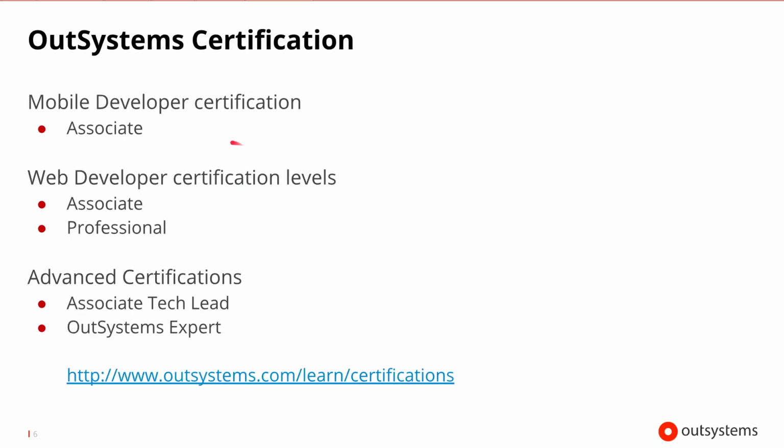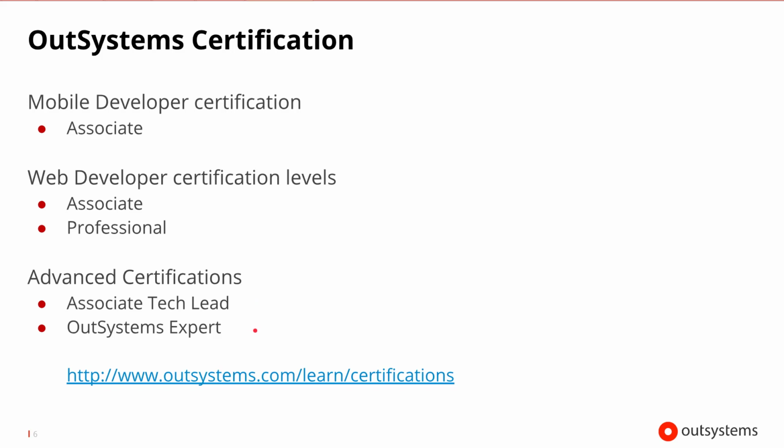Now, from an OutSystems perspective, we do have this Associate Mobile Developer certification. If you're also interested in web development, there's an Associate and Professional Web Developer level of certifications. And then OutSystems also has two advanced certifications, something called the Associate Tech Lead certification for people who are interested to begin leading teams through the development process. And in that case, they need to understand Agile and the way different parts of architecture work from an OutSystems perspective. And then there's also the OutSystems Expert certification.